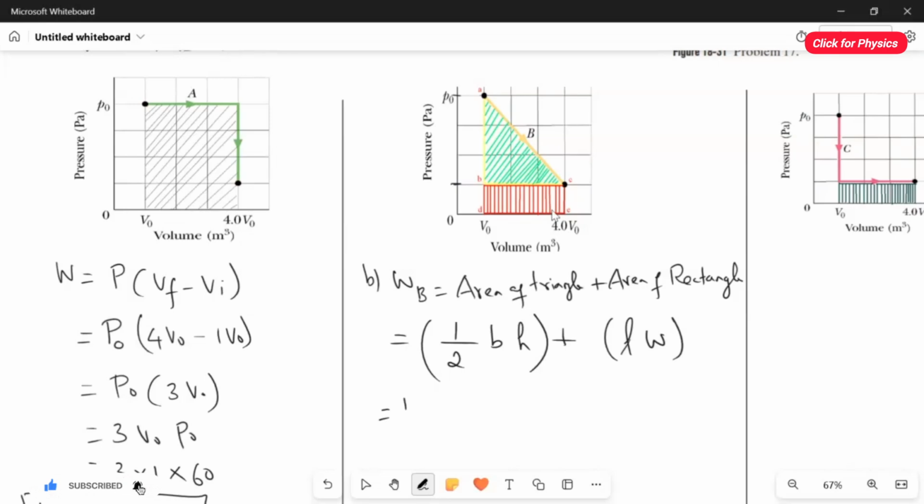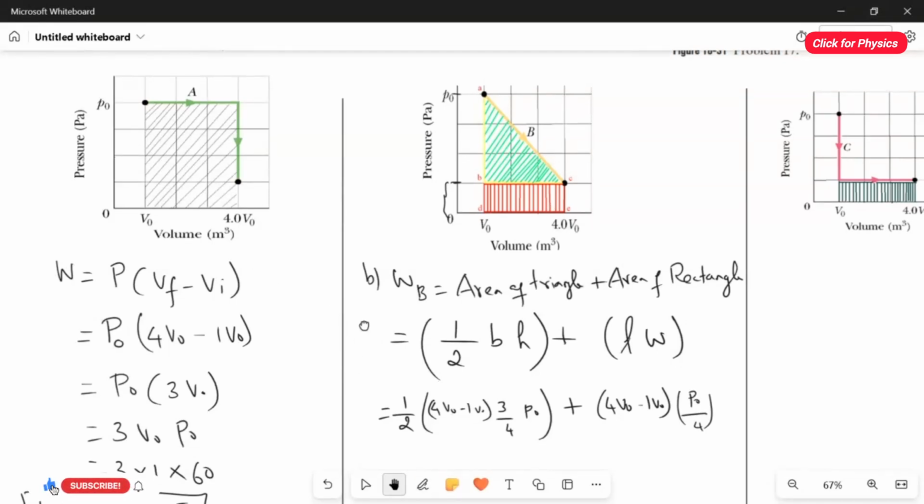So if you substitute the value, half multiplied by your base, which is 4 V naught minus 1 V naught. This is for the base. What's the height? Your height is 3 over 4 times of P naught. So this is the value for the triangle. Likewise, you have to do the same thing for the rectangle. So length multiplied by width. So this is the length. What is the length here? Your length is 4 V naught minus 1 V naught. And what is your width? Your width is from here to here, right? So that means quarter of P naught. That means P naught over 4.